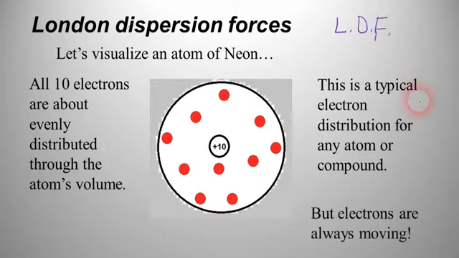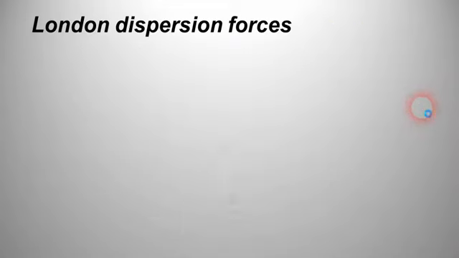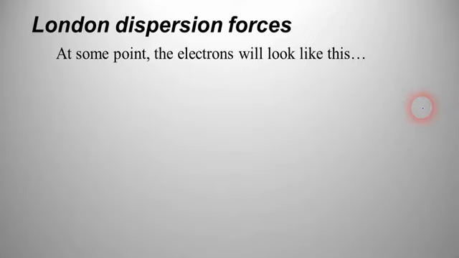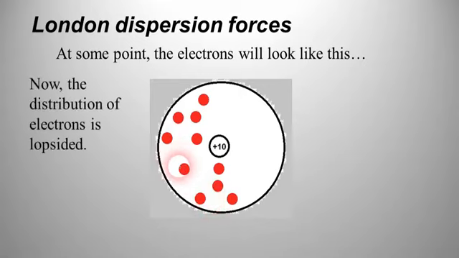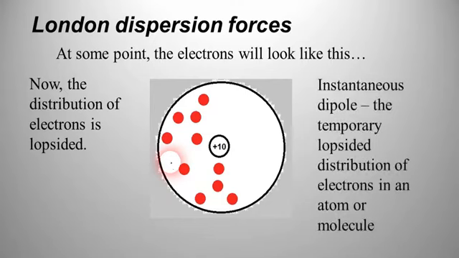But something we also know is that electrons are always moving. In fact, the Heisenberg uncertainty principle tells us that we never know for sure exactly where the electrons are going to be. And so it's possible that at some moment in time, the electrons are going to look something like this. And in this particular atom of neon, it's actually the same atom, but just because of chance, the electrons happen to be all on this side of the atom. And so this is kind of a lopsided distribution.